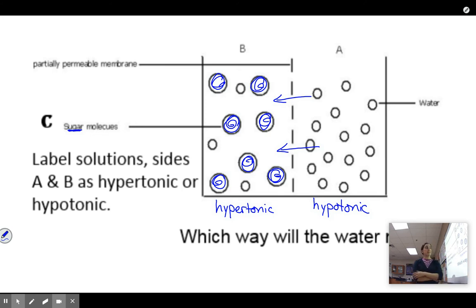Did you get that one right? The left is hypertonic because there's a higher concentration of sugar dissolved in it. The right is hypotonic, but the water is going to move from where there are a lot of water molecules to where there are fewer water molecules. So water will move through osmosis to the left side of this diagram.